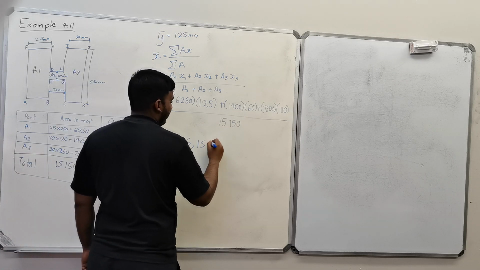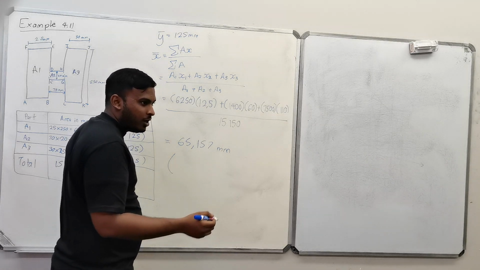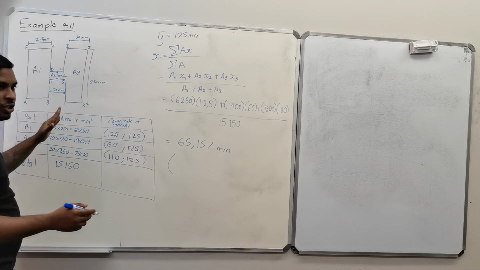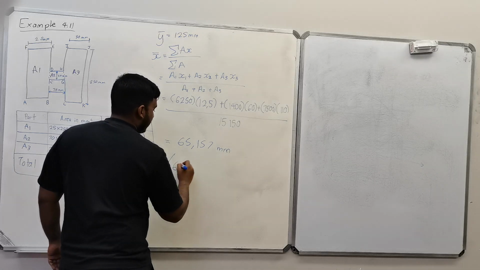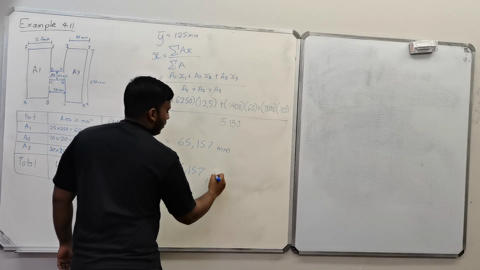65.157 millimeters. So the coordinates of the centroid of this entire H shape is 65.157 and 125.